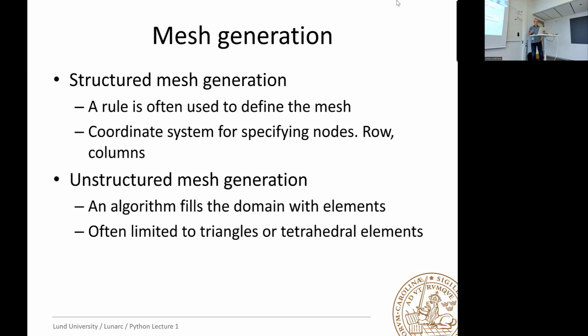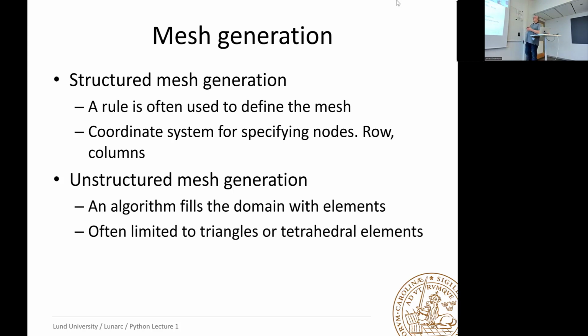There are two major types of mesh generation. There is something called structured mesh generation, where you have a rule that defines the mesh. Typically, you specify, for example, rows and columns, and from that you can create a mesh that has a certain number of elements in a row and a certain number in columns, and that can also be extended to 3D: rows, columns, and also depth.